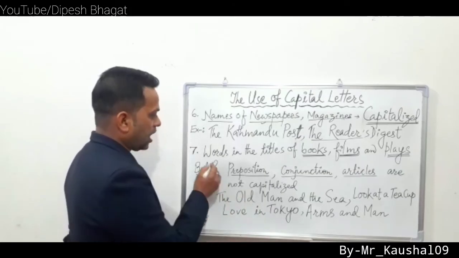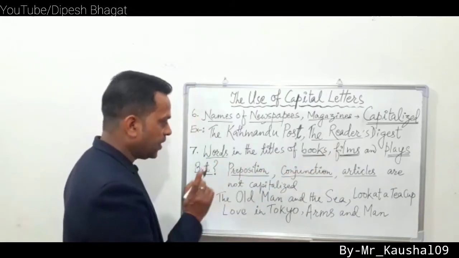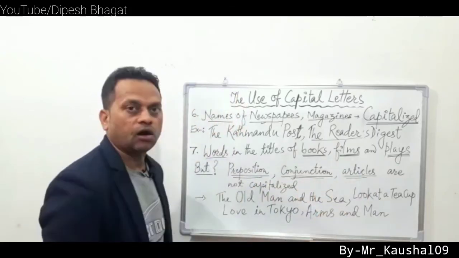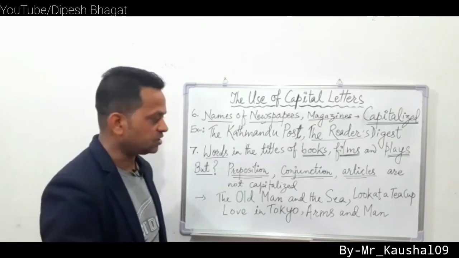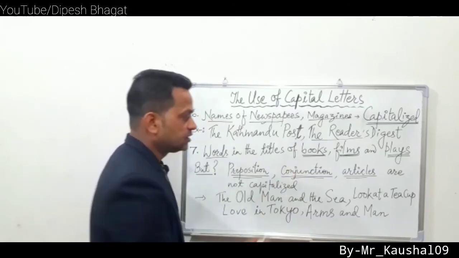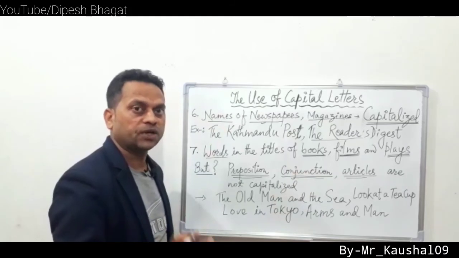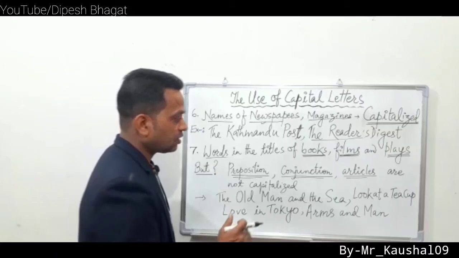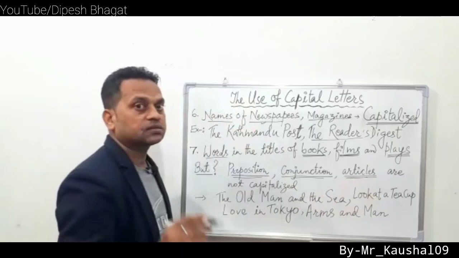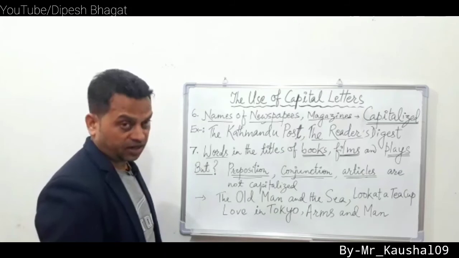They are capitalized. Now, words in the titles of books, films and plays are capitalized, but prepositions, conjunctions and articles are not. Prepositions like of, in, on, at, right? These are prepositions. Conjunctions like but, because, and, yet, right? These are conjunctions. Conjunctions are not capitalized. Articles, a, an, the, are also not capitalized.